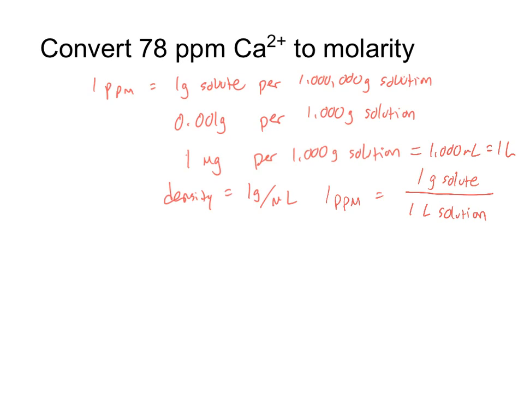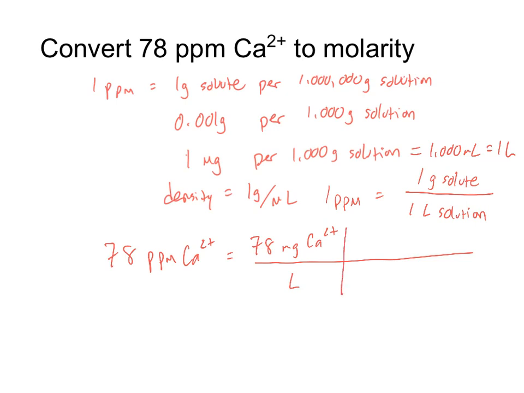This then makes it very easy for us to convert from ppm over to molarity, considering that molarity is in terms of liters of solution. And so, if I have a 78 ppm calcium ion solution, that really means that I have 78 milligrams of calcium per liter of solution.